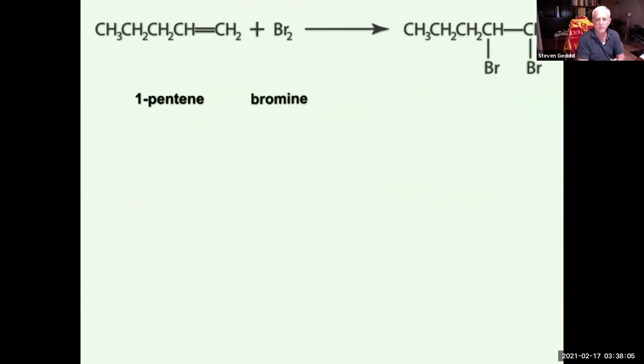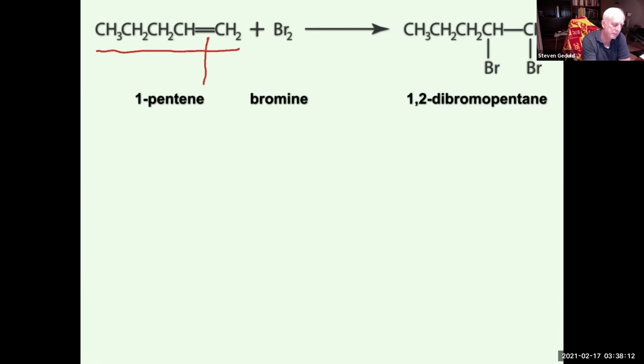So let's take an example. 1-pentene, there's your double bond, 5 carbons, plus bromine. It attacks the double bond, opens up the double bond, and adds bromine to each of those carbons. So you've gone from 1-pentene plus bromine to 1,2-dibromopentane, which is an alkane. So we went from an alkene to an alkane. You're adding bromine just like adding hydrogen, exact same thing, except this time you're adding bromine or chlorine, whatever the halogen is.